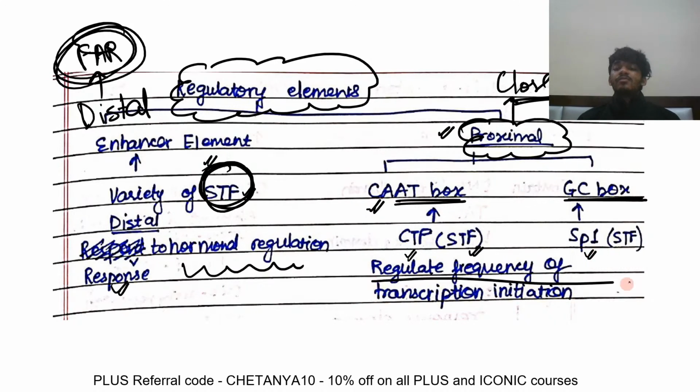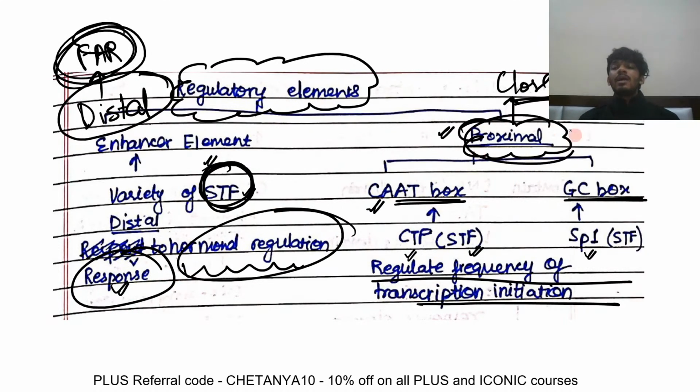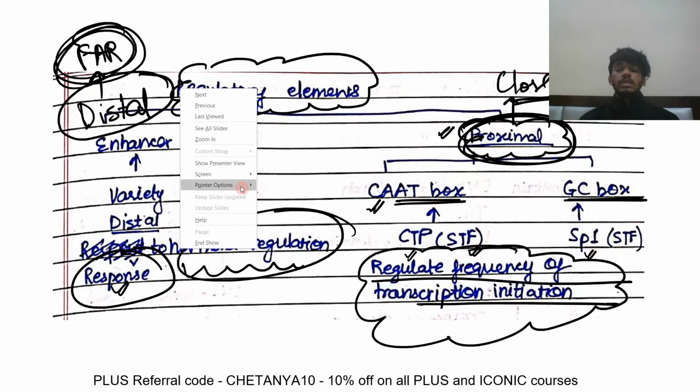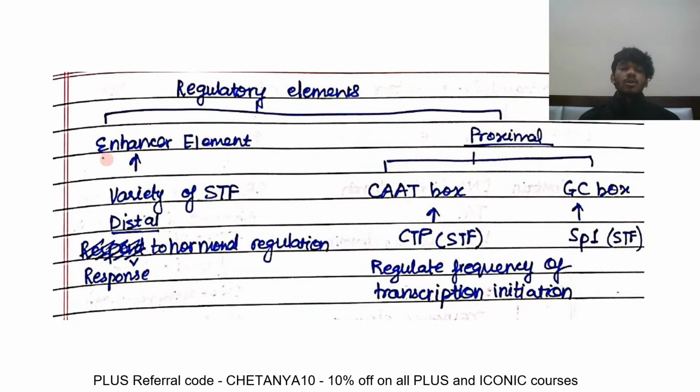And they will regulate the frequency of initiation of transcription. So the distal regulatory elements will give response to hormonal regulation and proximal regulatory elements will respond by regulating the frequency of initiation of transcription. Okay. So that's something that you can remember. Enhancer elements will help in response to hormonal regulation and they are distal.